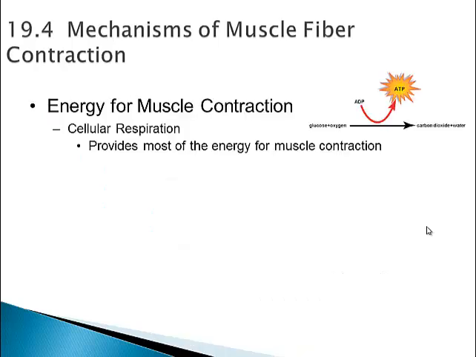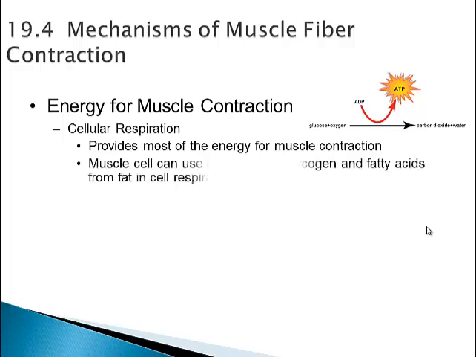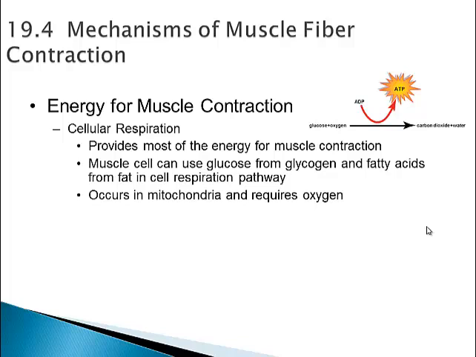Cellular respiration provides most of the energy for muscle contraction. The muscle cell uses glucose from glycogen and fatty acids from fat in the cellular respiration pathway. This process occurs in the mitochondria and does require oxygen. Muscle cells have myoglobin, a red pigment. It has a higher affinity for oxygen than hemoglobin, so it allows the muscles to store oxygen temporarily.